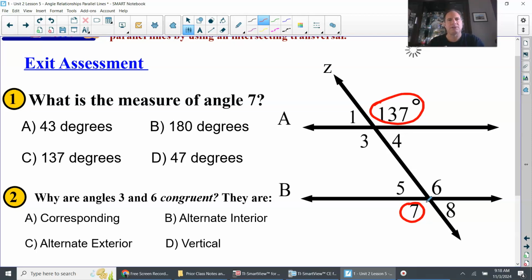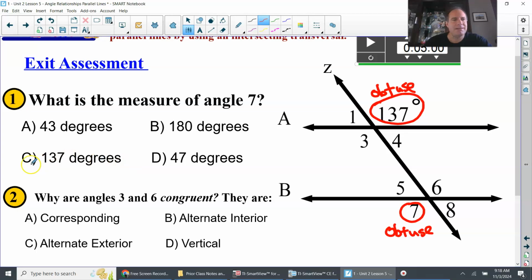So just looking at the type of angle it is, 137 degrees is an obtuse angle. What's angle 7? Is that the same, or is it small, or is it acute? Angle 7 is obtuse. So this is obtuse. Since they are both the same, they are equal to each other. That's it. Angle 3 and angle 7.